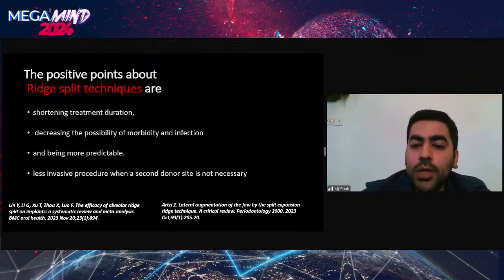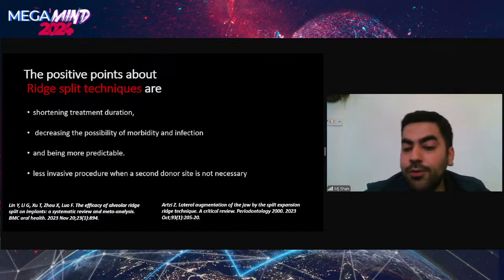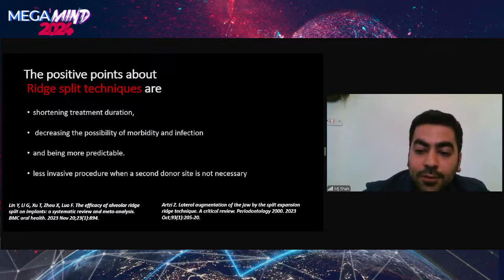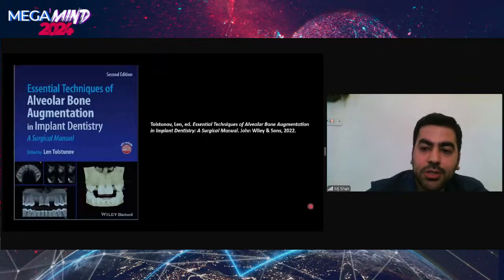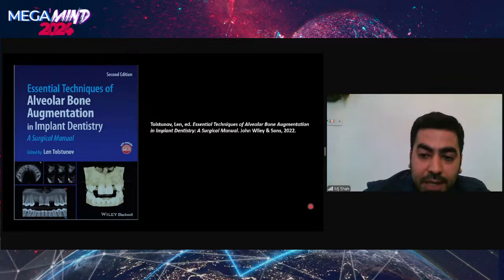I should say that we needed to augment numerous regions in this patient. All 4 quadrants of the mandible and maxilla required bone augmentation, and her mouth had a limited supply of bone that could be used as a donor site. We use a lot of autogenous bone for the maxilla because of its defect morphology. So ridge splitting was therefore a wise choice for the mandible. I want to introduce you to a valuable book, Essential Techniques of Alveolar Bone Augmentation in Implant Dentistry, a surgical manual. The ridge split technique is explained in this book beautifully.